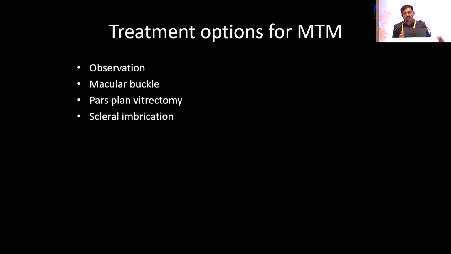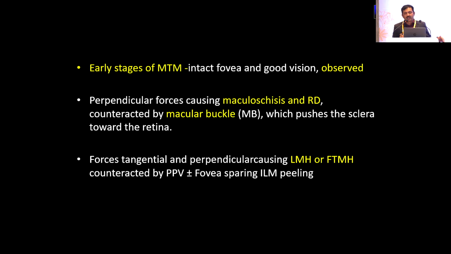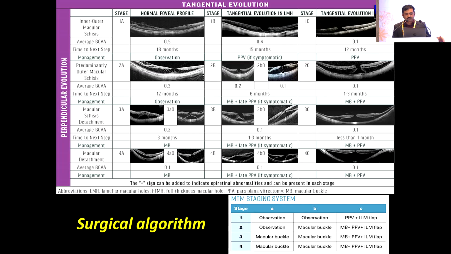We have many treatment options: observation, macular buckle, vitrectomy, and scleral indentation. If you see a tangential traction, go for a vitrectomy with foveal sparing ILM peeling. If you see perpendicular forces, then go for a macular buckle. These are various grades which you can choose. If you move on to grade C holes associated with a full thickness macular hole, you may have to look at a pars plana vitrectomy option rather than the macular buckle option.